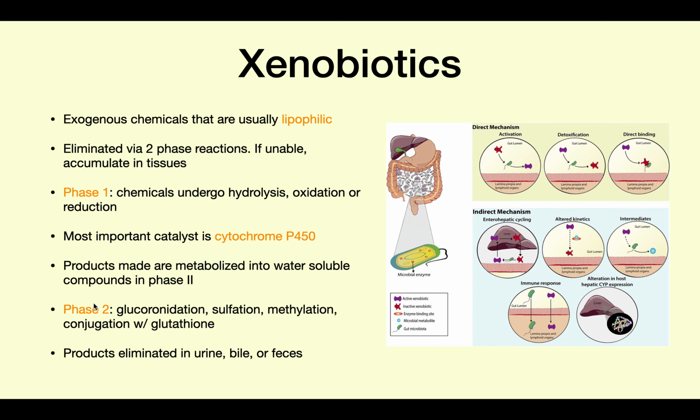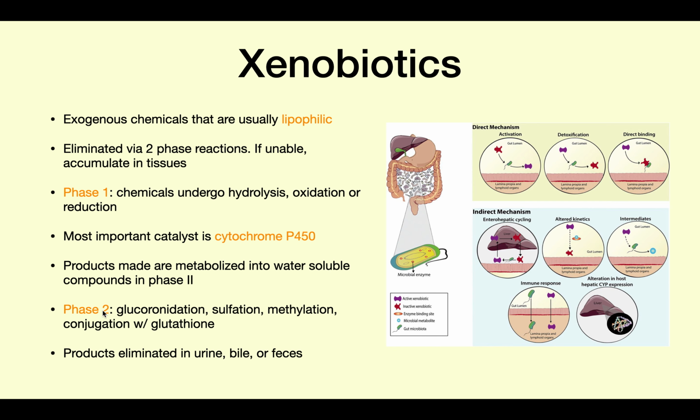into phase two. In phase two, glucuronidation, sulfation, and methylation will be able to metabolize the xenobiotics into something water soluble. Glutathione is going to be the antioxidant that will neutralize any free radicals. And since they are water soluble, they're going to be eliminated via the urine, the bile, or the feces.